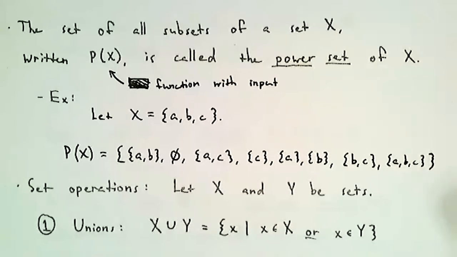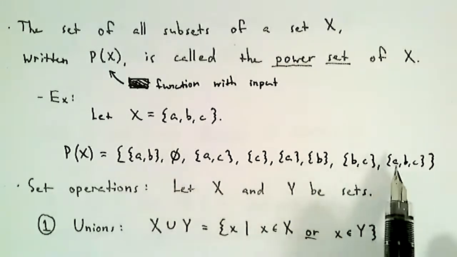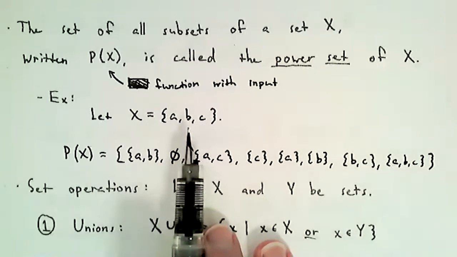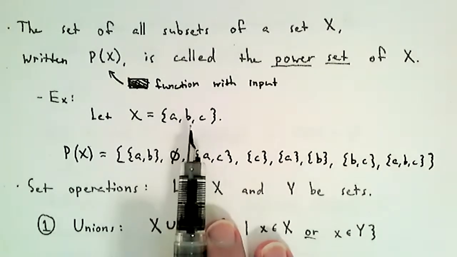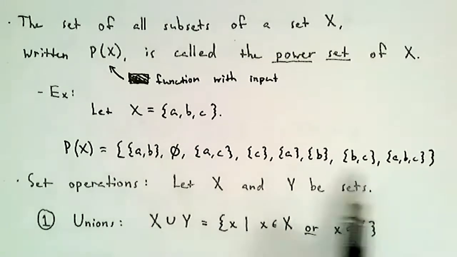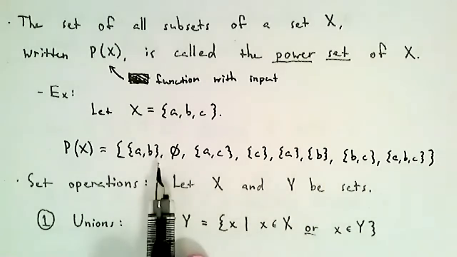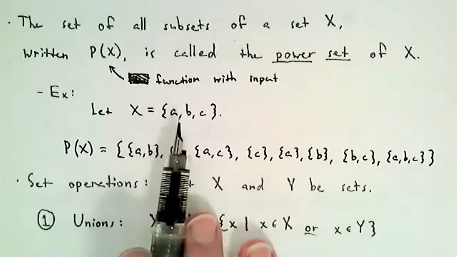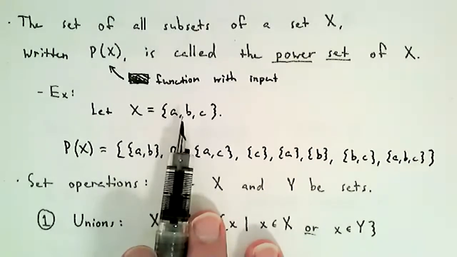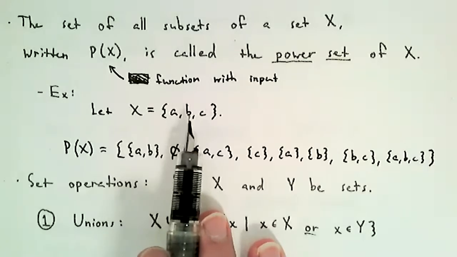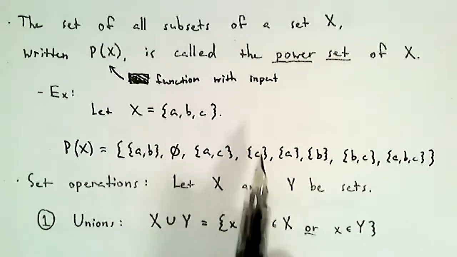So the next thing I want to do is point out the relationship between the number of subsets and the number of original elements. So how many subsets did X have? 8. There's 8 of them. And we have 3 elements here. Can you think of any relationship between 3 and 8?